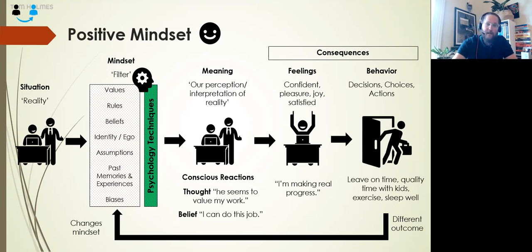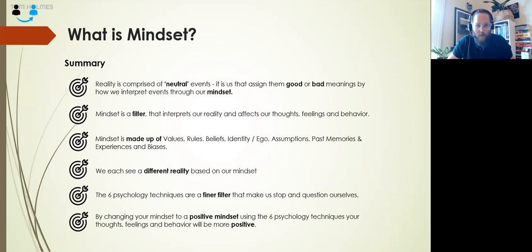So we've had a look at positive and negative mindset. So let's summarize what we've learned. What is mindset? Reality is comprised of these neutral events in front of us. It is only us that assign them good or bad meanings by how we interpret events through our mindset. So it's all mindset. It's this filter that interprets our reality, and then this affects our thoughts, feelings, and behavior. As we looked at, mindset is made up of the values, the rules, beliefs we have about ourselves, identity, who we are, who we're not, assumptions about the world, past memories and experiences, and those cognitive biases.